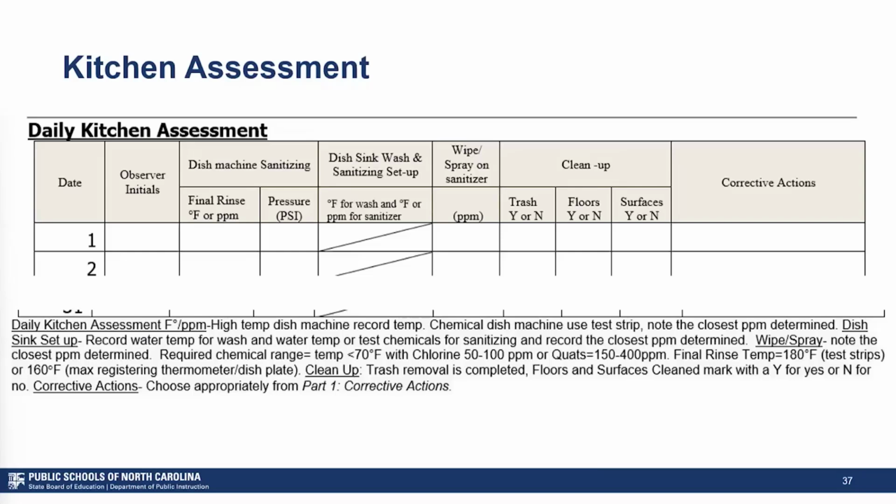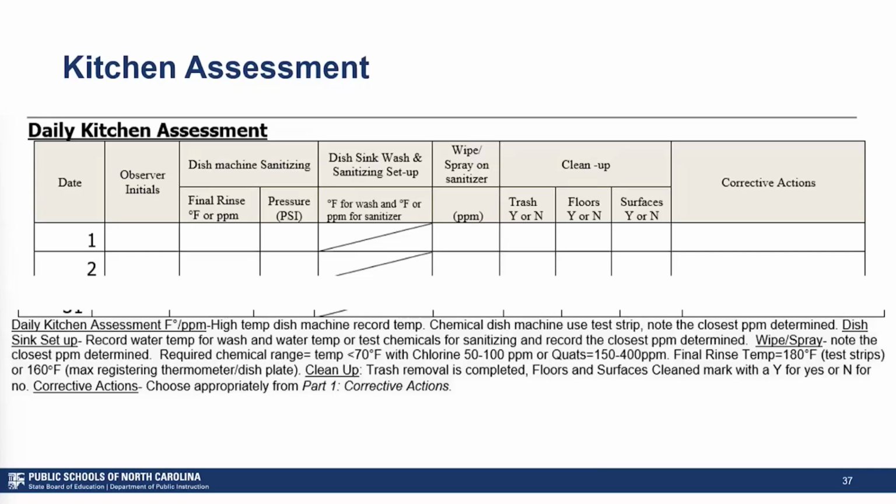There are a few key takeaways I want to point out from this log. If you don't have the equipment listed, leave that part blank or put NA, such as if you don't have a dish machine. Also, please use the correct units. So degrees Fahrenheit for temperatures, parts per million or ppm for concentrations, PSI for pressure, etc.